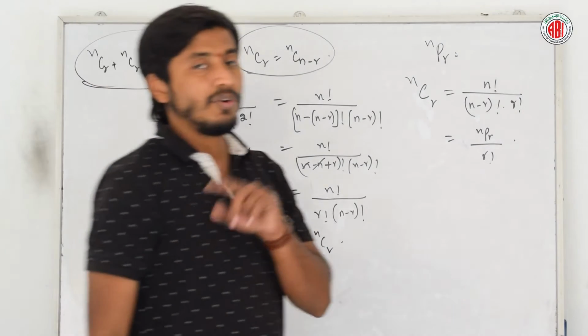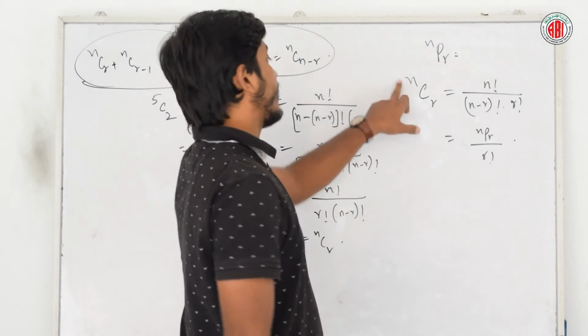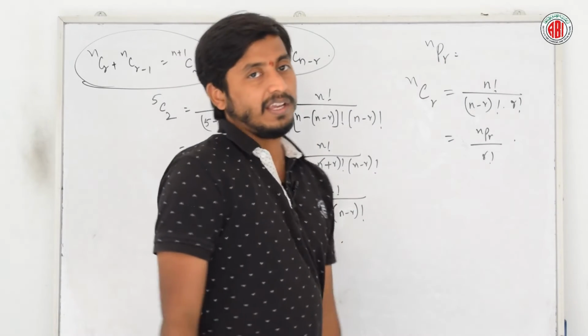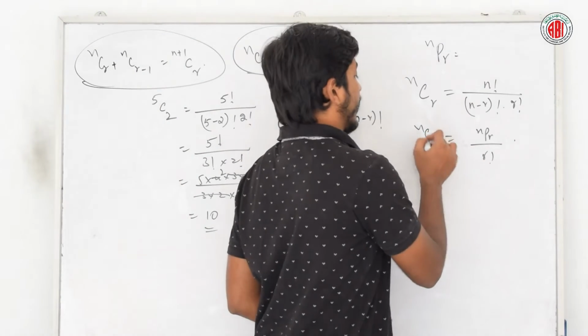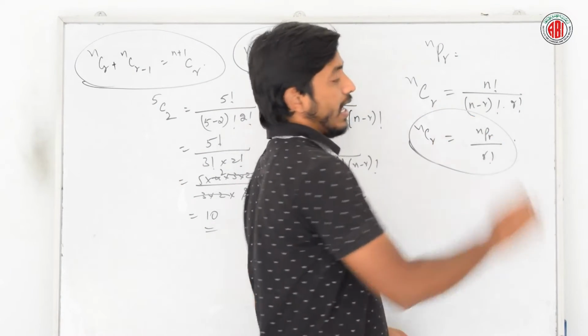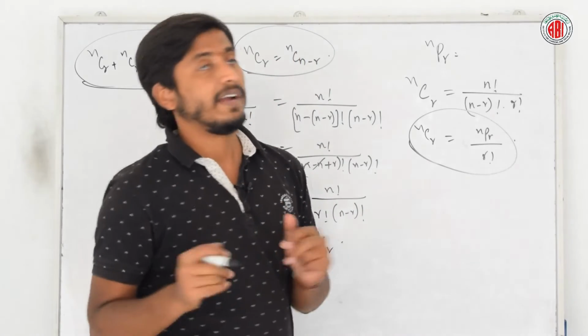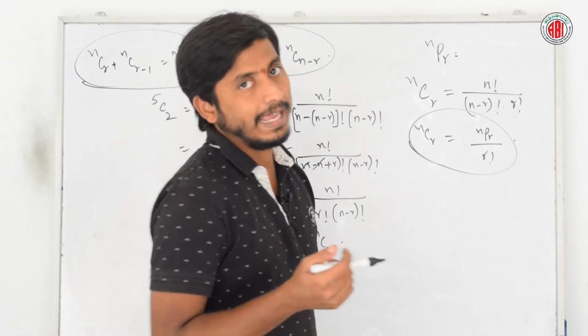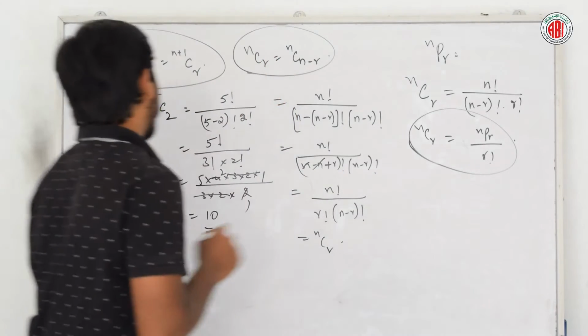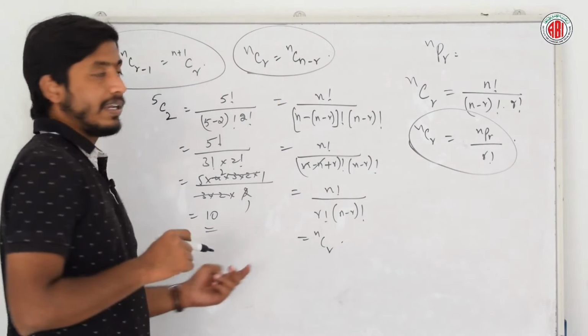And observe one more thing: is nCr bigger or nPr bigger? Obviously nPr, because nCr is nothing but nPr divided by r factorial, which means we are dividing nPr, so obviously nPr is greater than nCr. Remember one thing, and this one you understood, right?